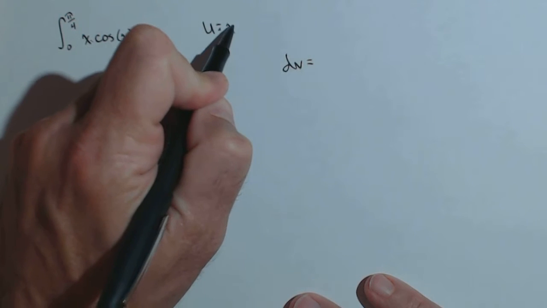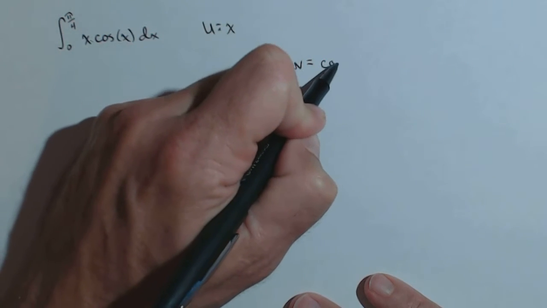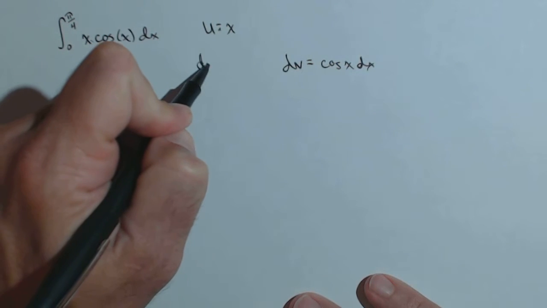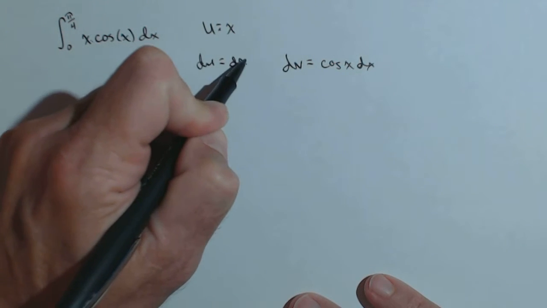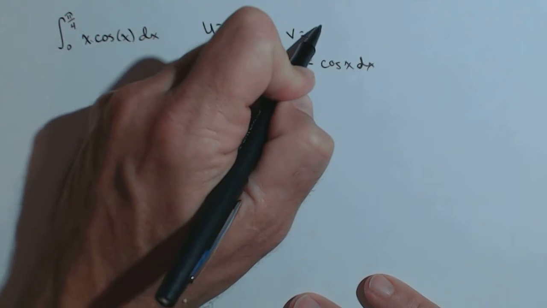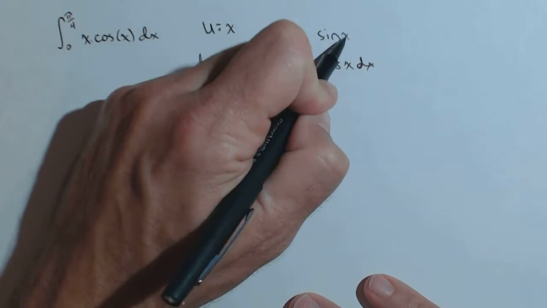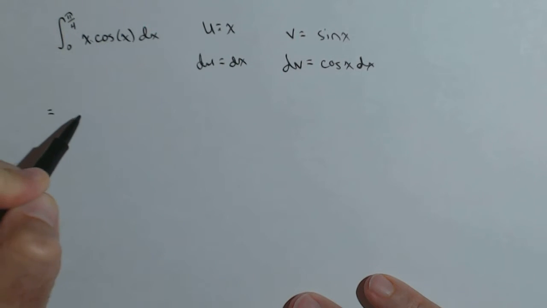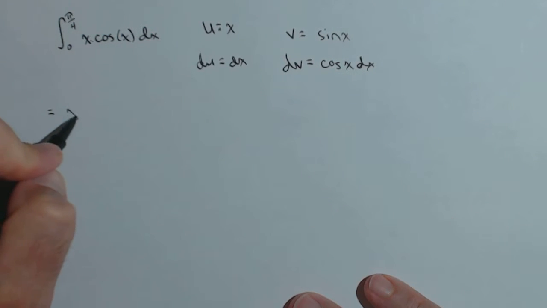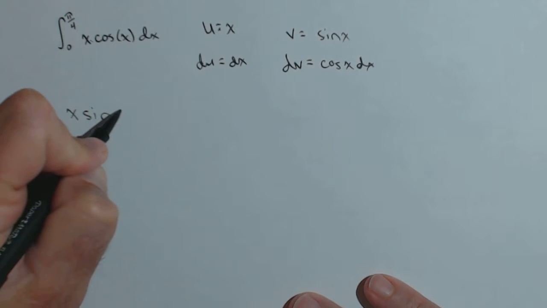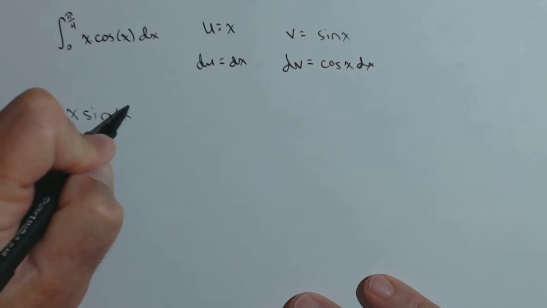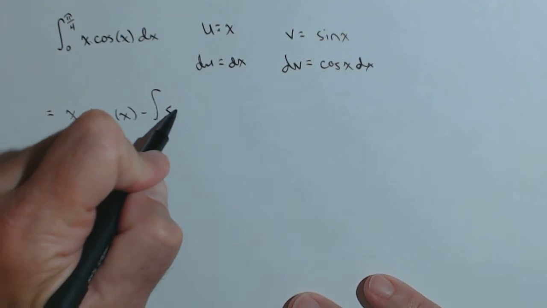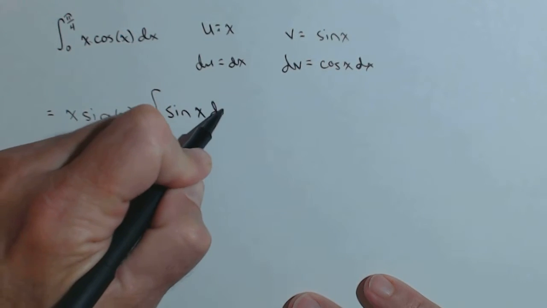Now when we have a power function times a trig function, most of the time our u is going to be x, and our dv will be what's left over, which is cosine of x dx. This makes our du simply dx, and our v becomes sine of x, the antiderivative of cosine x. So we can start to put together our structure, which is u times v, so x sine x minus the integral of v du, so sine x dx.